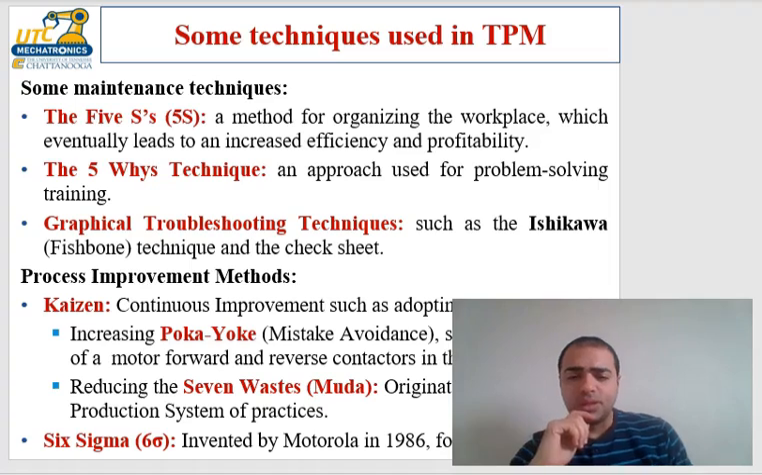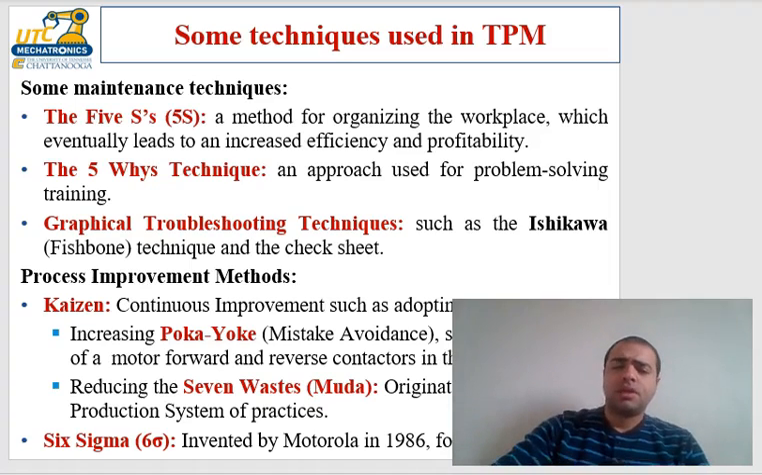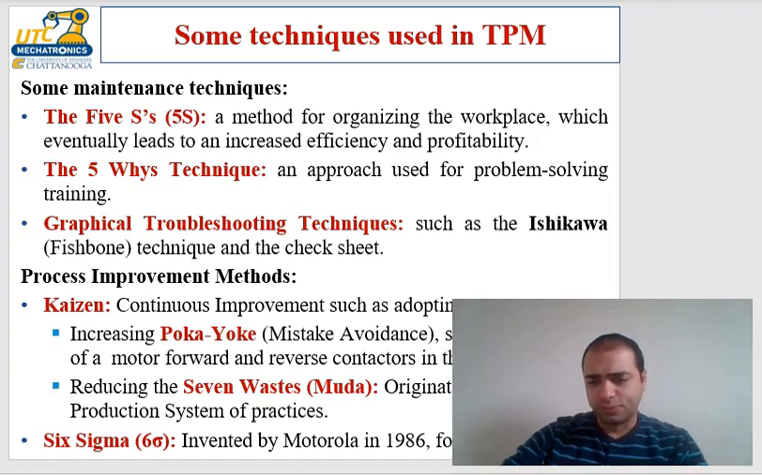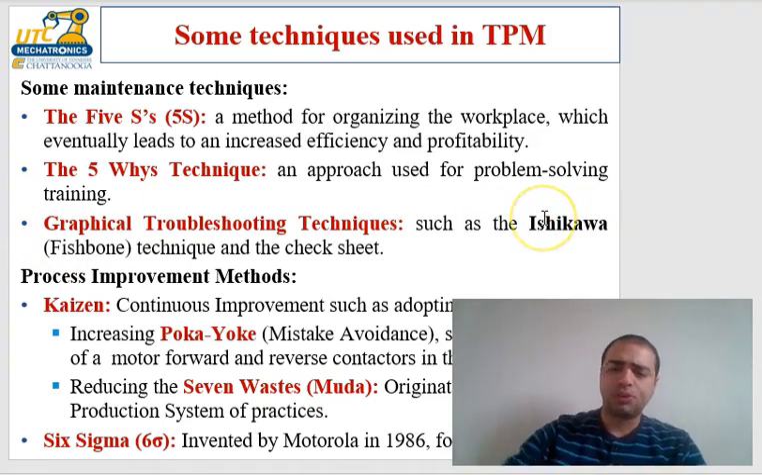The 5 Whys technique is less popular than the 5S. Of course, it's actually for troubleshooting, but it's not as known as the 5S. It's basically you ask why 5 times until you get to the root of the problem. Another troubleshooting technique that is used is the fishbone, the Ishikawa.